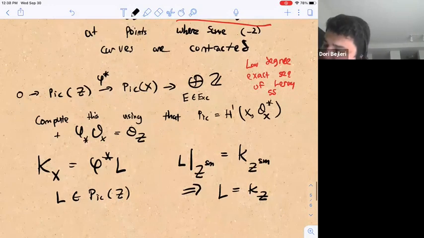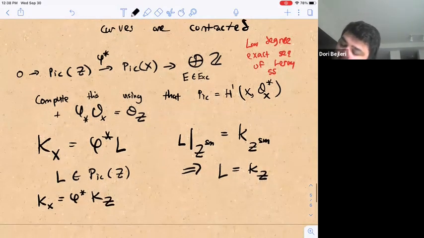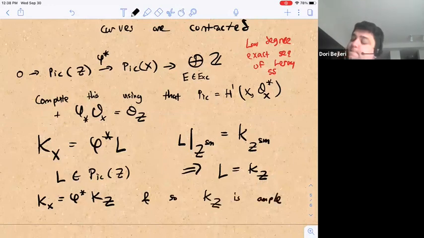Okay, so this tells us that Kx is the pullback of KZ. And so KZ is ample. So that's the most important point.